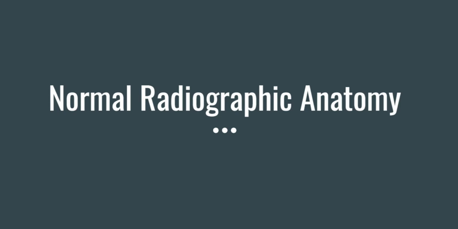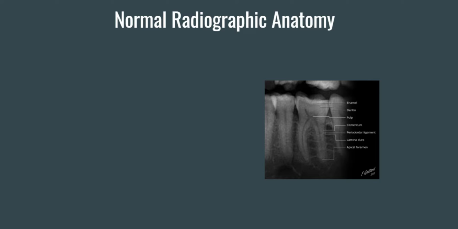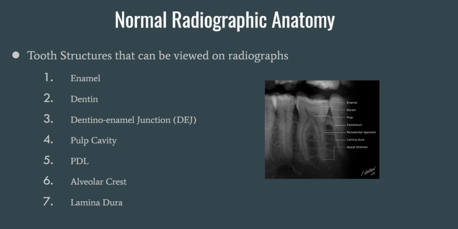The other type of information that is important to know or understand what it looks like on a radiograph is the normal tooth anatomy, so structures that can be viewed on the dental radiograph. There's several different structures, and those are going to be your enamel, your dentin, the dentino-enamel junction, the pulp cavity, your PDL or periodontal ligament, the alveolar crest, and the lamina dura.